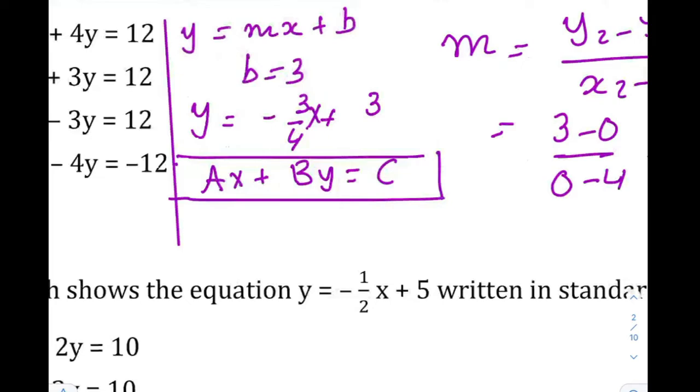To get rid of the 4, I will multiply everything by the 4. To get rid of this 4, I will distribute: 4 times y is 4y, 4 times negative 3 over 4x is negative 3x, and 4 times 3 is 12.